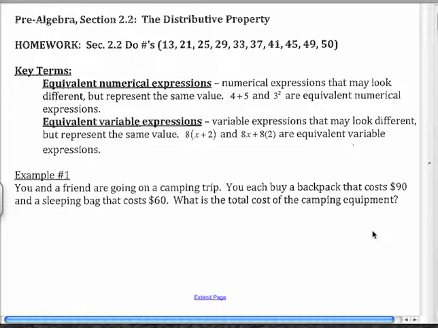All right, but let's look at a couple of terms here quickly. The first thing we're looking at says equivalent numerical expressions: numerical expressions that may look different but represent the same value. So 4 times 5, that's 20, and 3 squared, that's 9. These two things are equivalent numerical expressions because they're numbers.